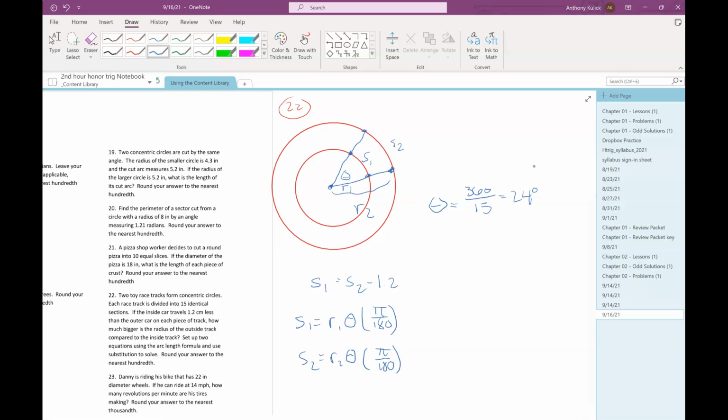Good. If you wanted to write it in terms of radians, that would be okay too. So 2 pi over 15 would be fine also.